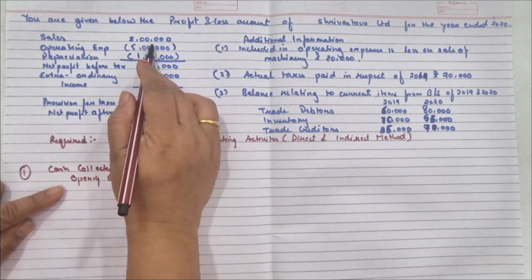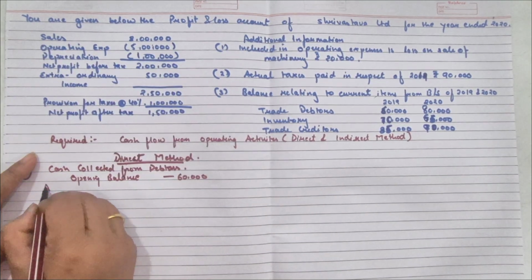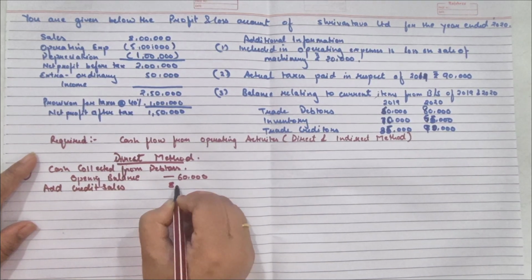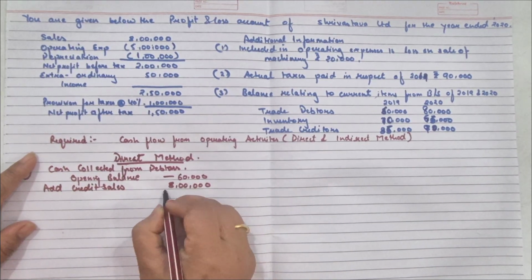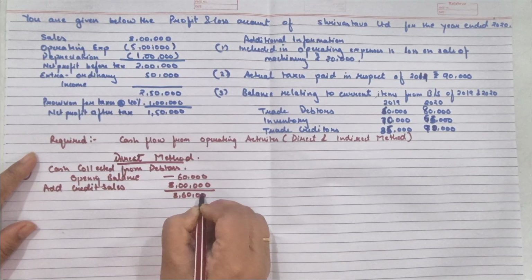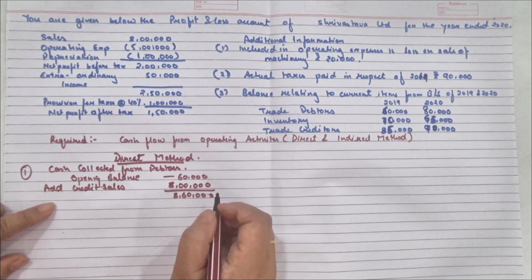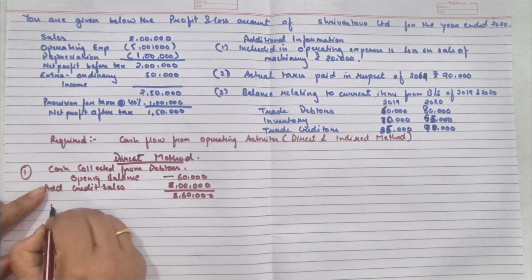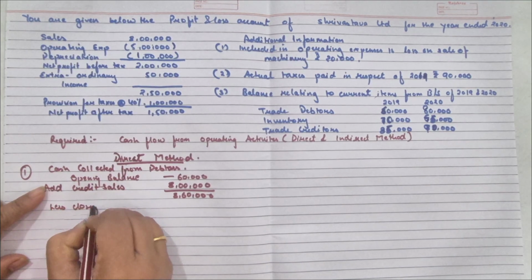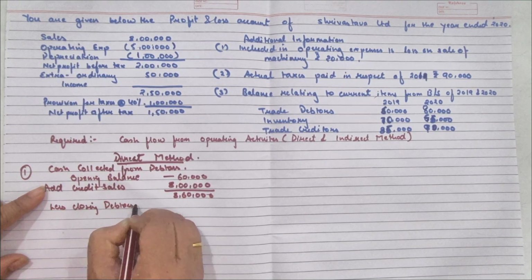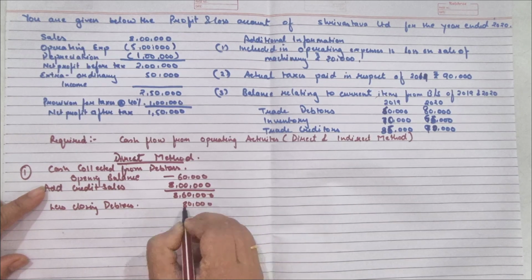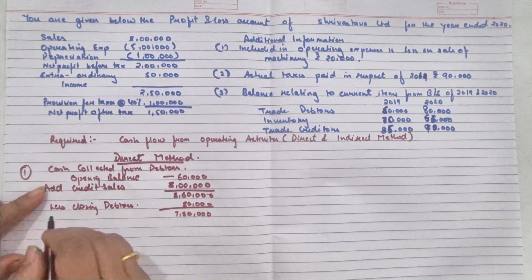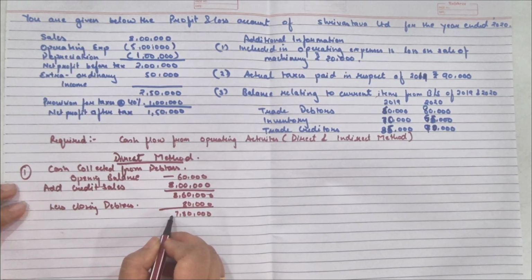Fine. Then there is a sale of 8 lakhs during the year, so we will add credit sales of 8 lakhs. This means the total is 8 lakh 60,000 with debtors. Then we can see the closing debtors is 80,000, so we will deduct, less, the closing debtors of 80,000. That means we must have received cash of 7 lakh 80,000. This is our cash collected during the year.